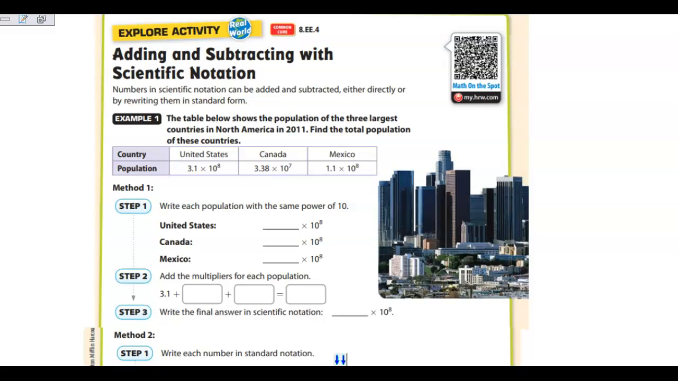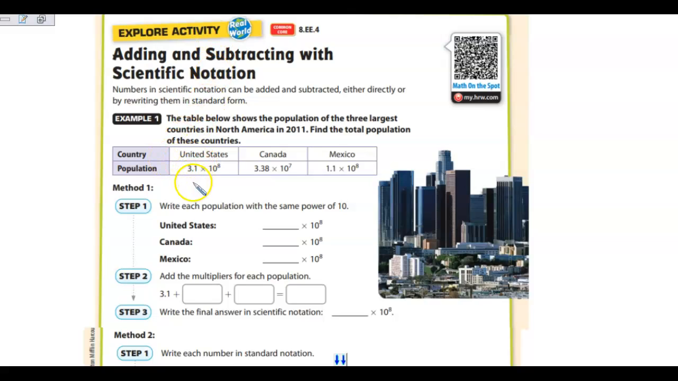But because scientific notation is used for very, very large and very, very small numbers, if you knew how to do them in scientific notation, it could save you quite a bit of time and also reduce the possibility of error. The table below shows the population of the 3 largest countries in North America in 2011. Find the total population of these countries.